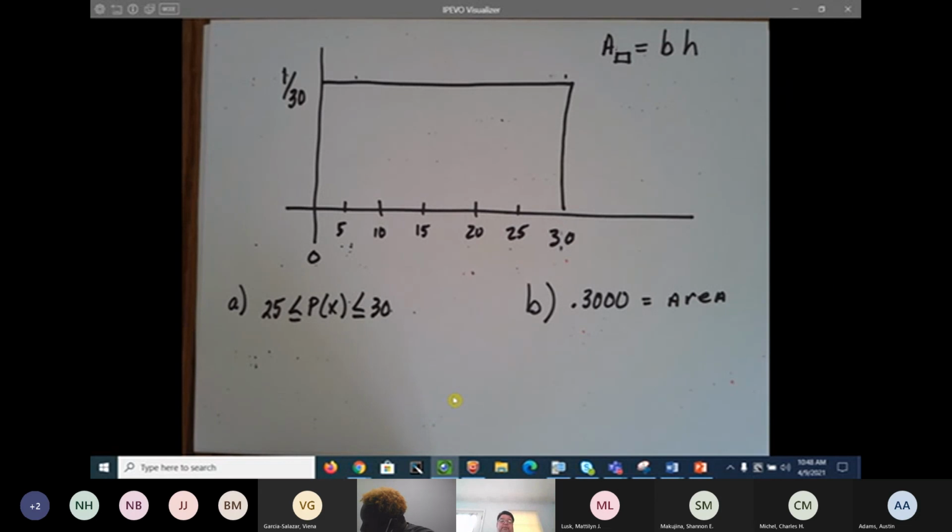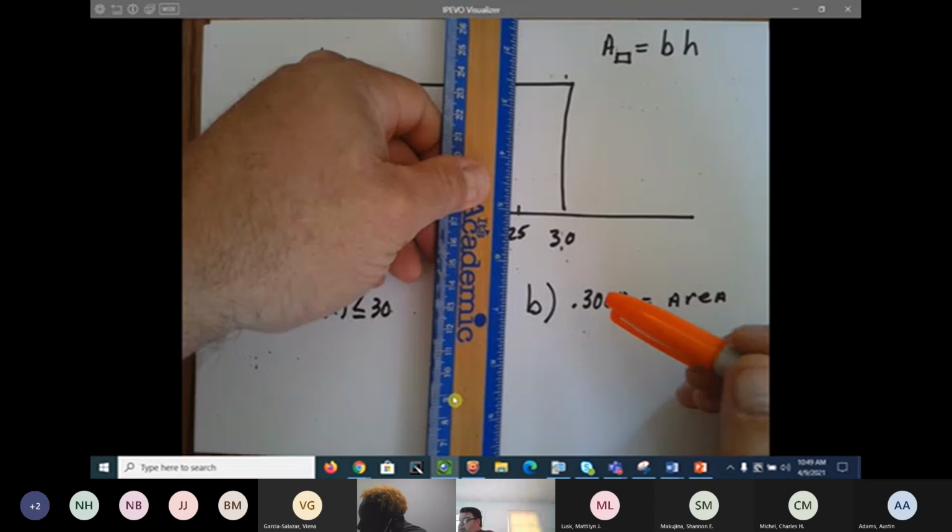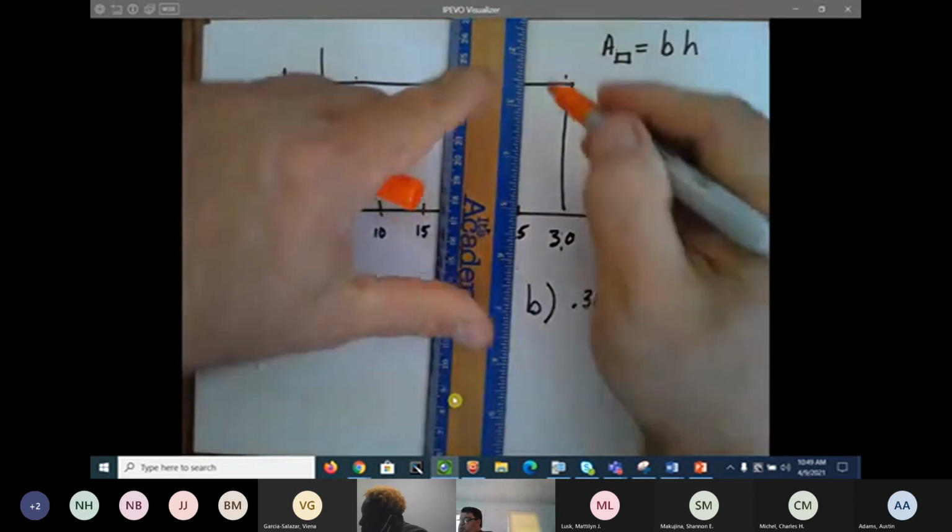Okay, where is 25 and 30? Well, 25 is right here. So I'm going to take my handy dandy orange marker, and I'm going to put an orange line right here.